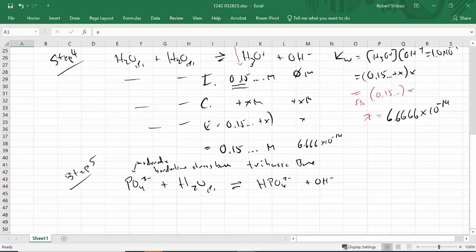Do I have to do Kb for phosphate? Now, Kb for phosphate is equal to Kb1 for phosphate, which is equal to Kw divided by the Ka for its conjugate acid. The conjugate acid of phosphate is monohydrogen phosphate. This is going to be the biggest hydroxide contributor. Now, my question is, do I need to do step 5?